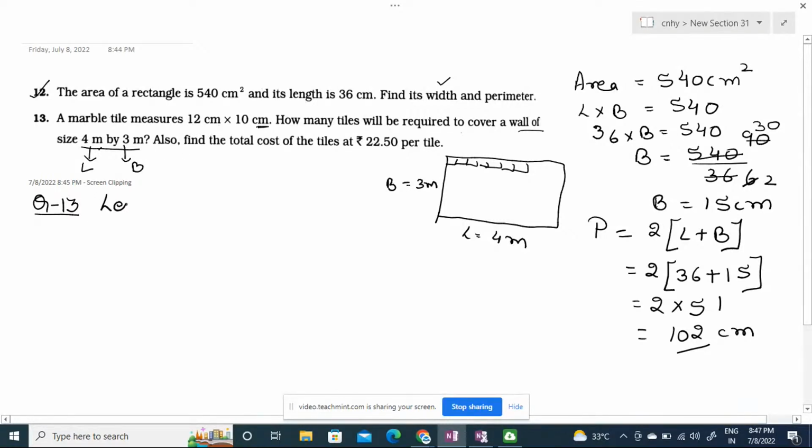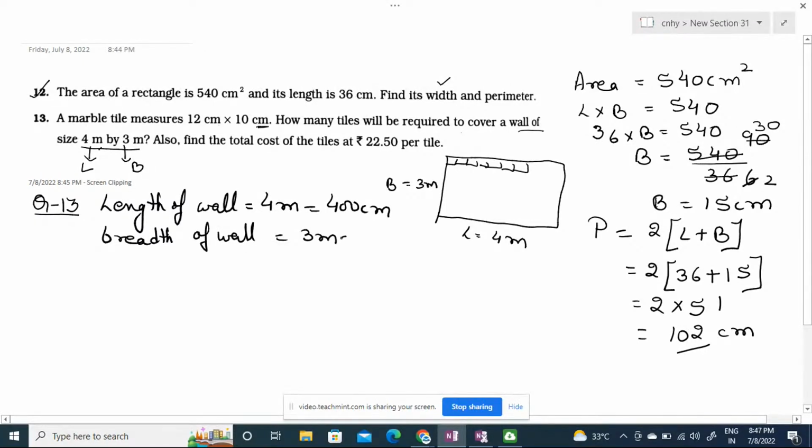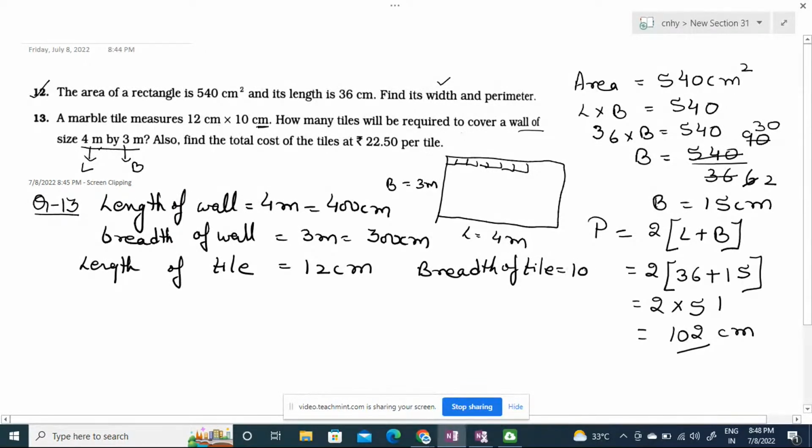So length of the wall is 4 meters, that is 400 centimeter, and breadth is 3 meter, which is 300 centimeter. For the breadth of the wall we simply multiply by 100. It becomes 300 centimeter. Now length of tile is equal to 12 centimeter. Now breadth of tile is equal to 10 centimeter.